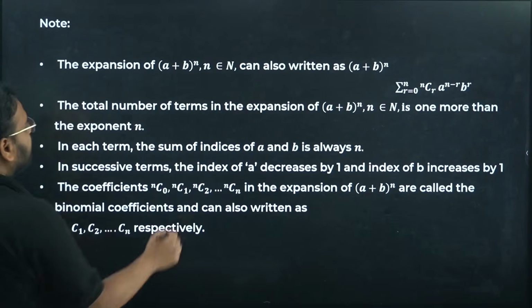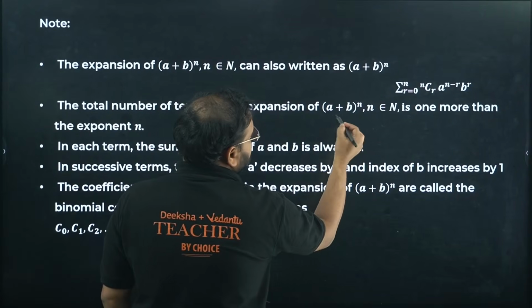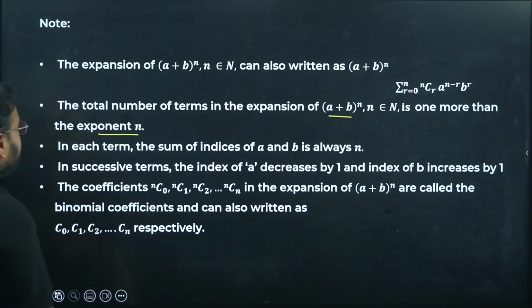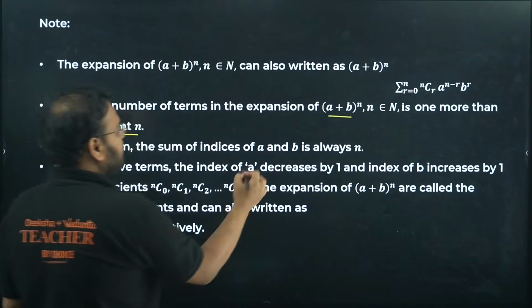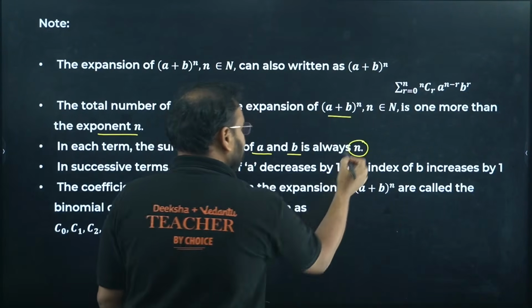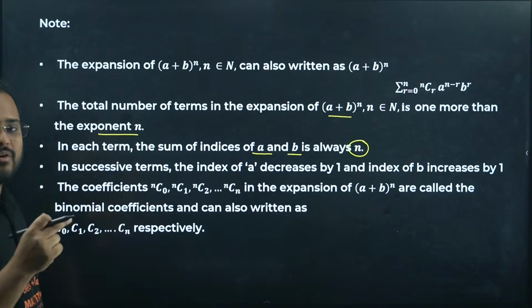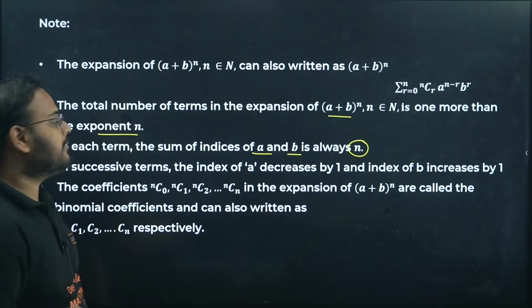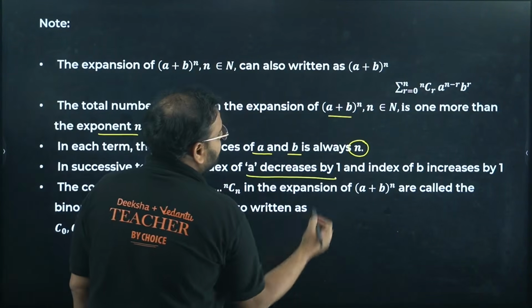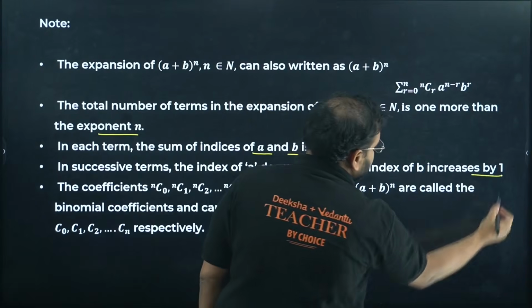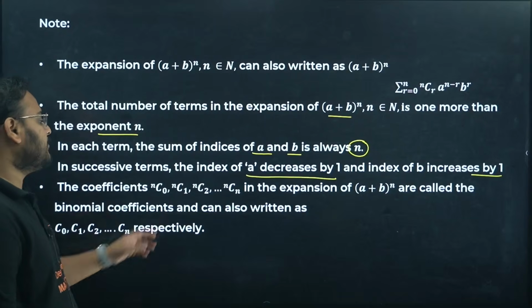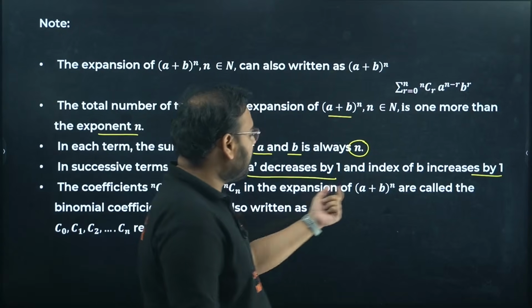As I mentioned, the total number of terms in this kind of expansion is 1 more than the exponent n. Then in each term the sum of indices of a and b, meaning the powers of a and b, is always equal to n. In each term, if you take the sum of the powers of a and b, it becomes n. Already explained it to you. In successive terms, the index of a decreases by 1 and the index of b increases by 1.